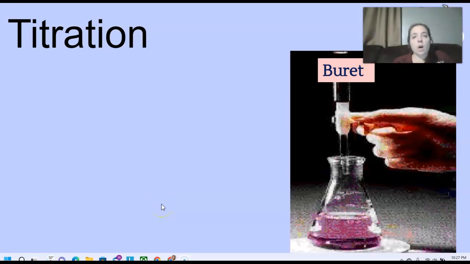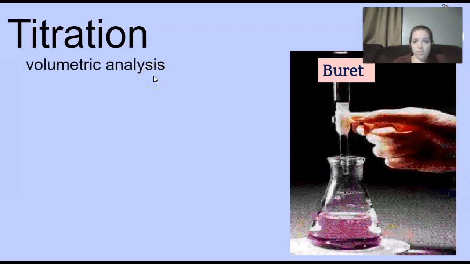This is part two of acids, bases three. We're going to start looking at titration. So this right here is a picture of a titration. What is this? A titration is a volumetric analysis. This is a way to get a measurement.